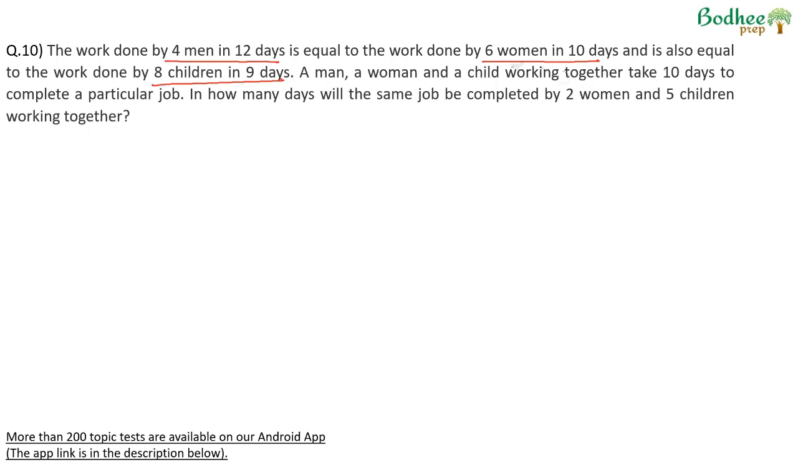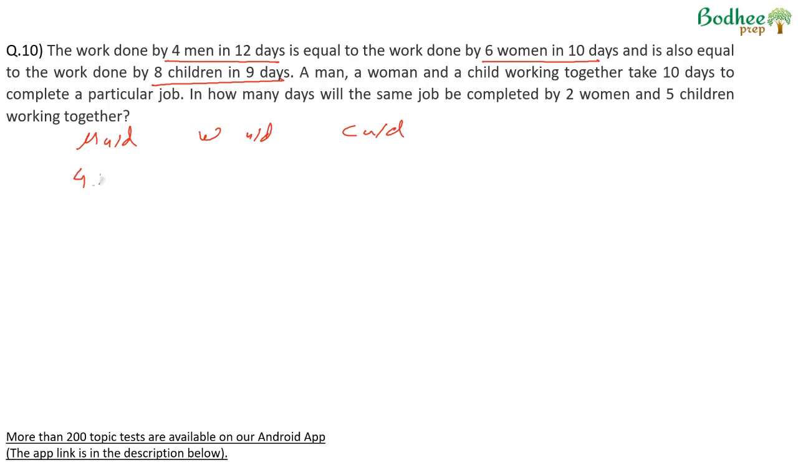A man, a woman, and a child working together take 10 days to complete a particular job. In how many days the same job will be completed by 2 women and 5 children working together? Suppose a man does M units per day, a woman does W units per day, and a child does C units per day. According to the question, 4 men.